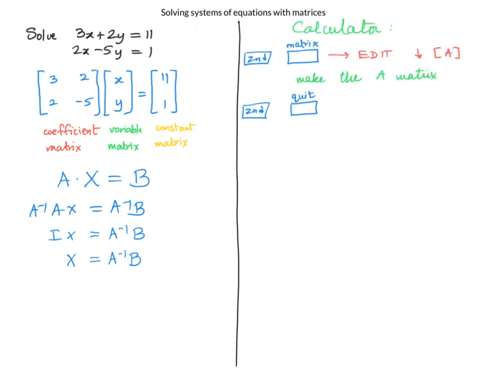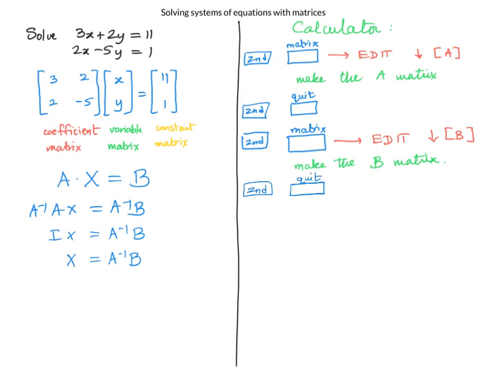So we start by creating matrix A. Second, matrix, go over to edit, select A, and then make the A matrix. It's a 2x2, put the numbers in there. Then second, quit to a blank screen. So now you're going to do second, matrix, go over to edit, select B, and then make the B matrix, which is a 2x1 matrix. So put those in, and then second, quit to a blank screen.